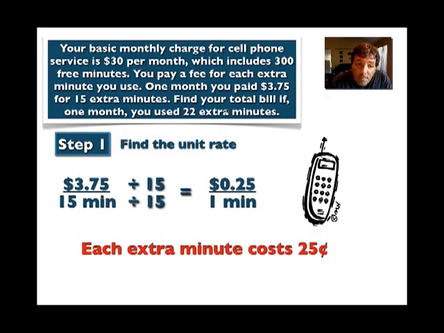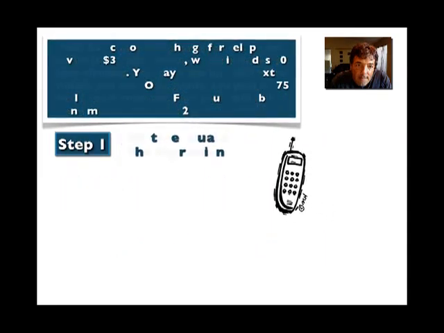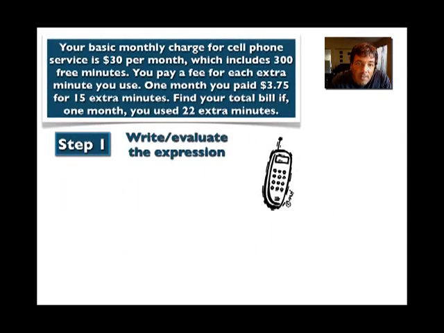So now we can take this information, go to step 2, even though it still says step 1, sorry about that. We're going to write and evaluate the expression for this. So if you think about it, there's 2 things you have to pay for. You pay your basic fee, which is $30, and then you pay for the extra minutes, which we now know is 25 cents for every minute. So the 30 represents the $30 per month, the 0.25 represents the quarter for every additional minute, and M is going to stand for every extra minute over 300.